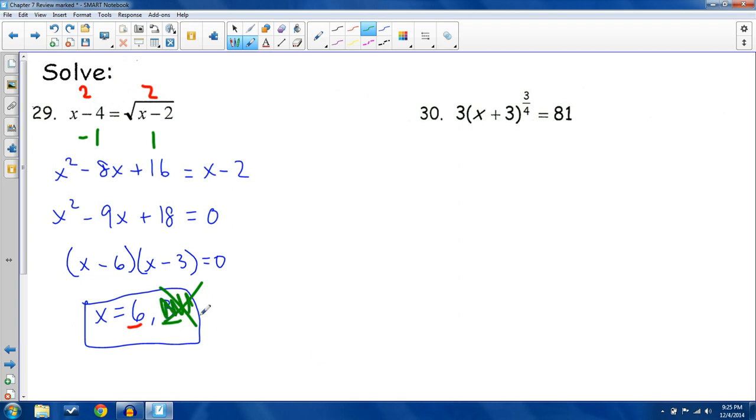This is extraneous. You can keep it there, actually. You don't have to cross it out. You can keep it there. Just do something to indicate this is not a solution. It is extraneous. Do not keep it as a solution. Like I said, you can do that, but nothing else.